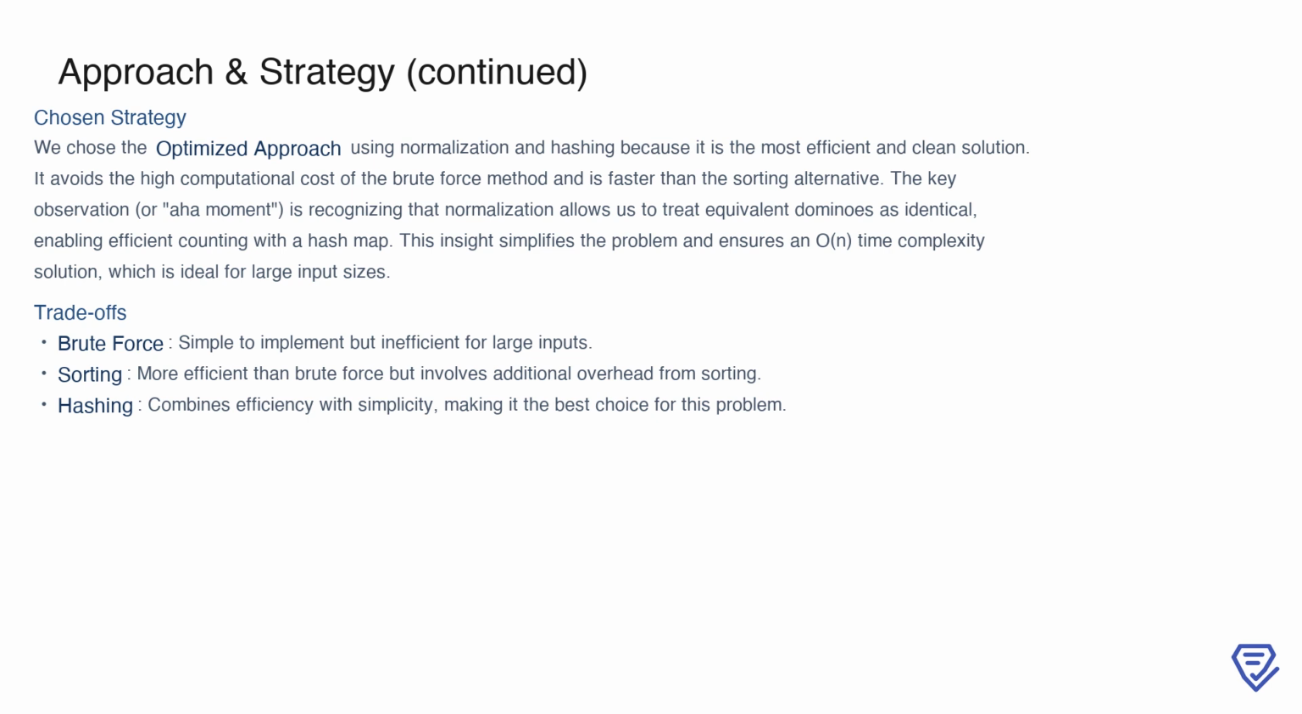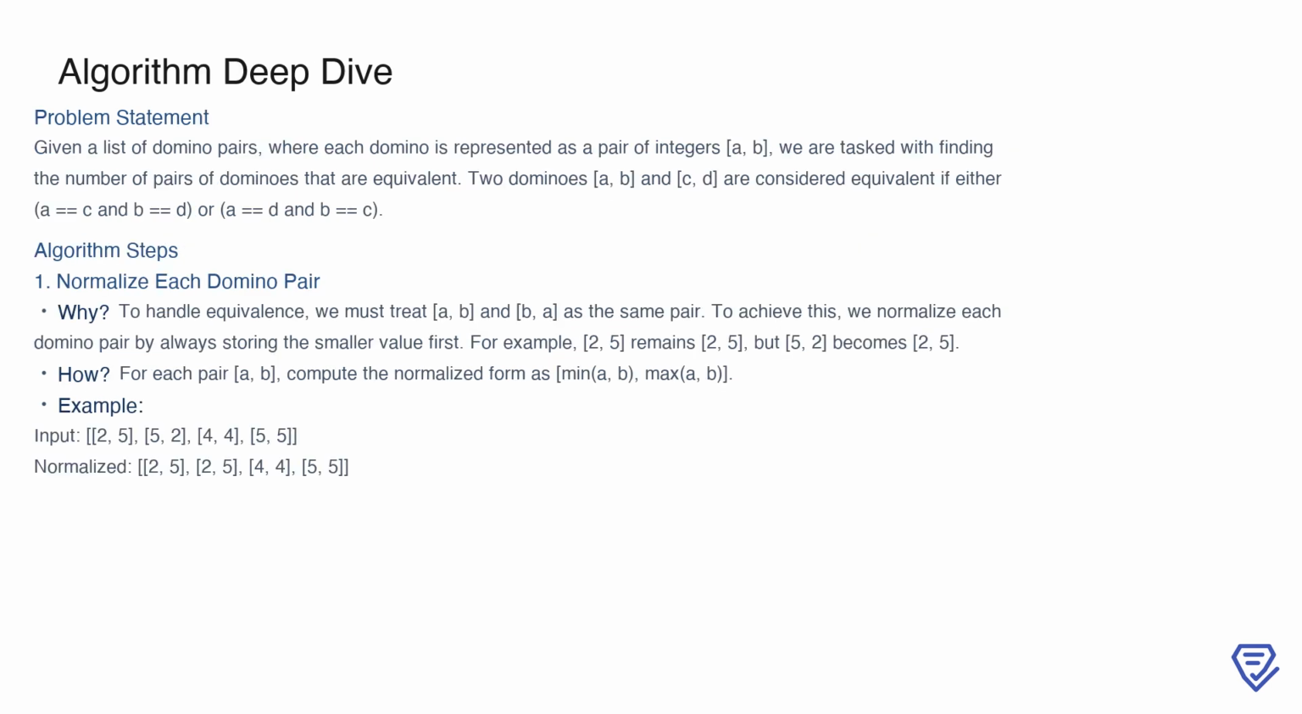In this problem, we're given a list of domino pairs, each represented as a pair of integers, [a, b]. Our objective is to determine the number of pairs of dominoes that are equivalent. Two dominoes are considered equivalent if either the pairs match exactly, meaning a equals c and b equals d, or if the pairs are reverses of each other, or a equals d and b equals c.